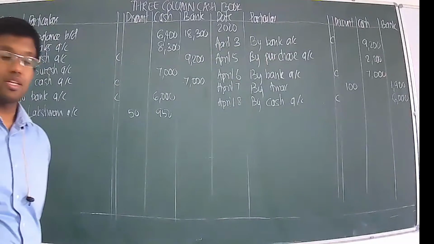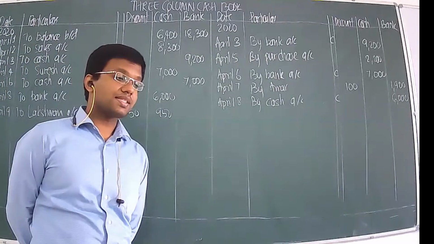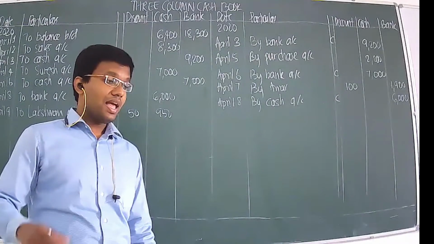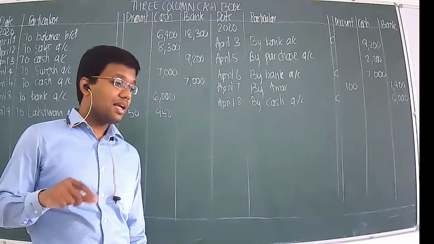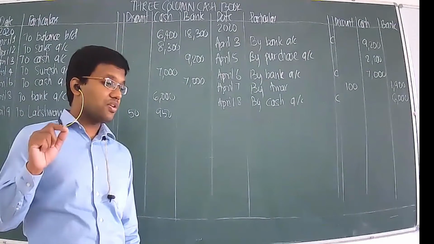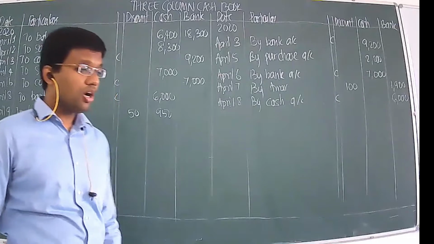So 10th of April, the transaction goes: cash sales remitted into bank directly. What does that mean? You have carried out a sale and you're receiving the amount directly into your bank account.